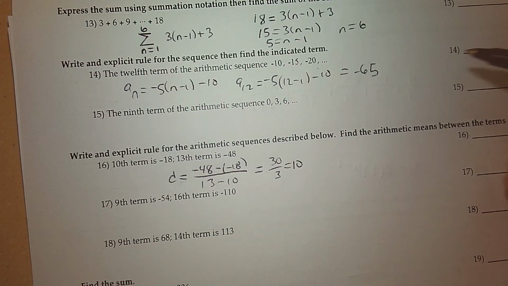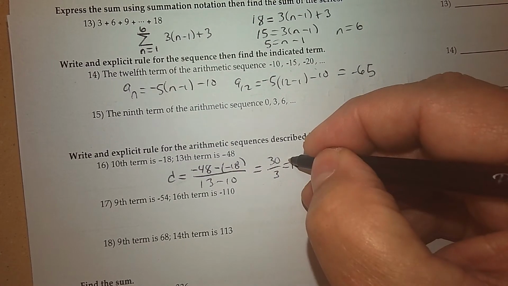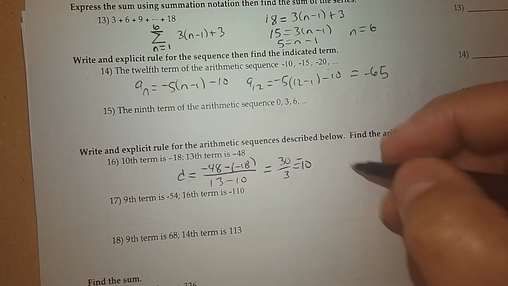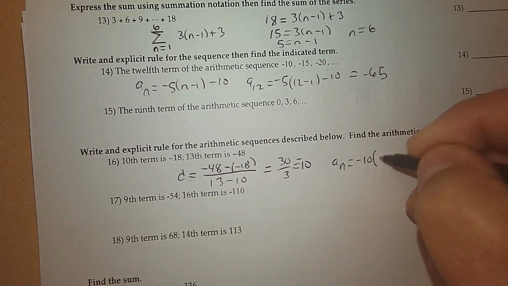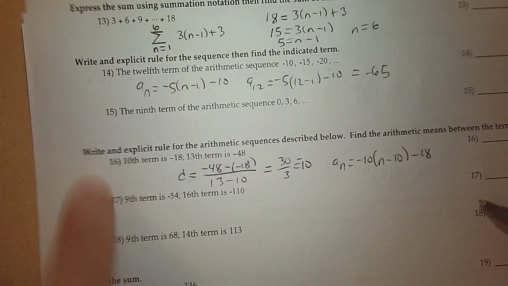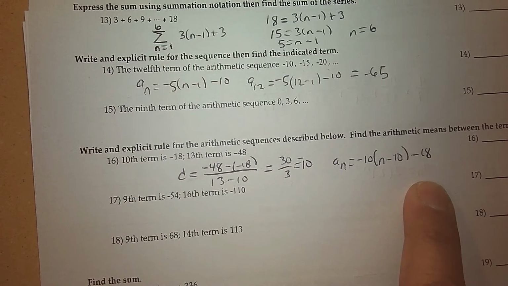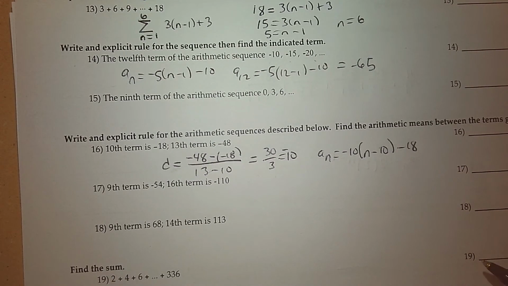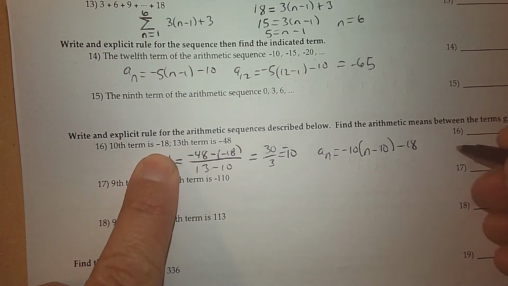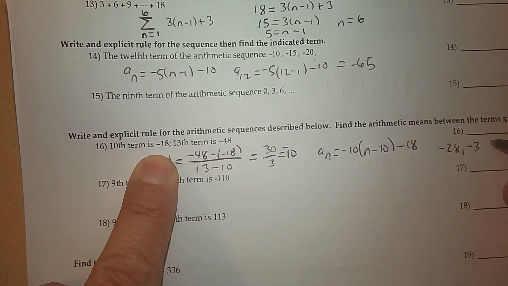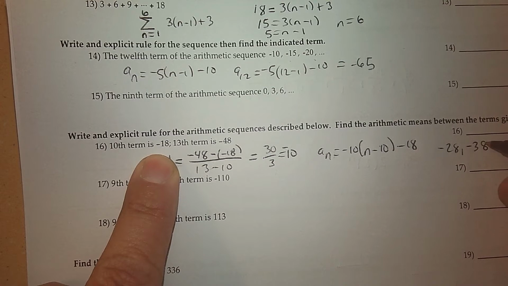So the common difference is, and it's going to be negative, right? Yeah, so negative 10. So the rule would be negative 10, n minus 10, minus 18. Notice I used the 10th term. And then it says find the geometric means between them. So the means would be, use negative 10, so it would be negative 28, negative 38. That would be 11 and 12. That's it. There's just 2 means between those.